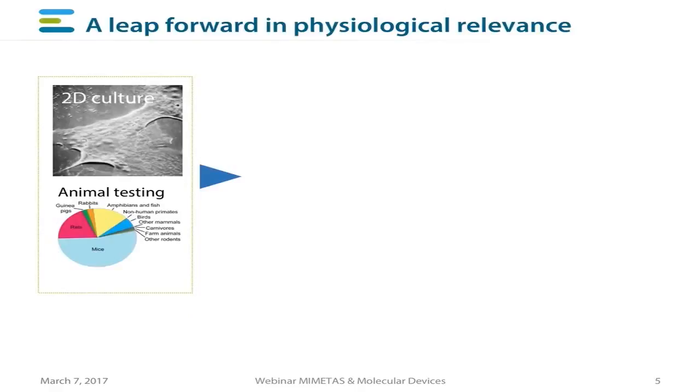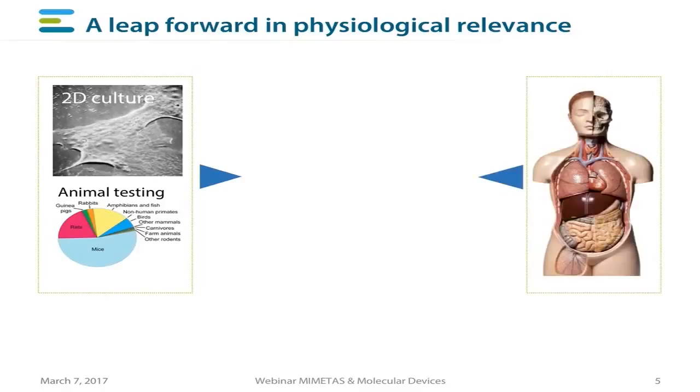2D cell culture has been around for over a century now, and it has taught us a lot about cellular physiology. Animal testing is applied a lot in drug development. Unfortunately, both technologies are not very predictive towards people. They don't predict whether a drug is going to work in humans. So we need something else. Ideally, we want to do the experiments on people, but there are obviously limitations to that.